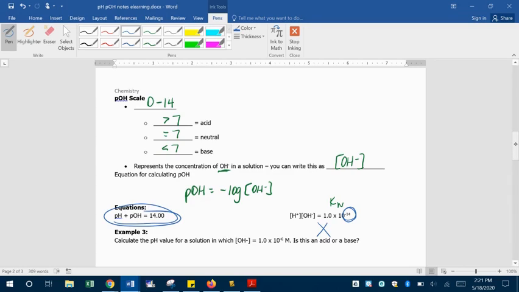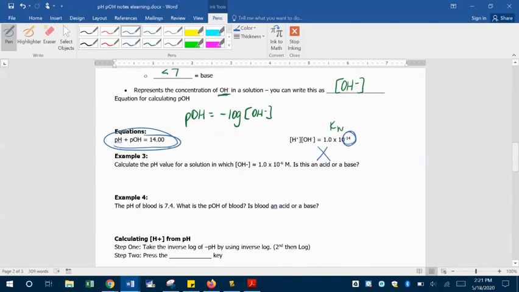So for example, number 3, it says, calculate the pH value for a solution in which the hydroxide concentration is 1.0 times 10 to the negative 6th. So here I have the hydroxide ion concentration, and I can plug that into the most recent equation we talked about, pOH equals the negative log of hydroxide. So I can find that the pOH is the negative log of 1.0 times 10 to the negative 6.